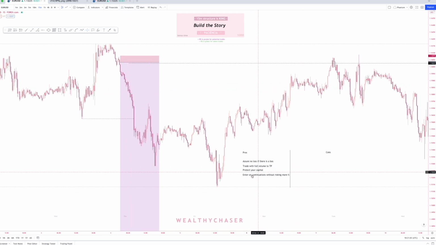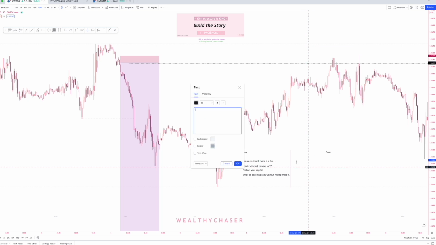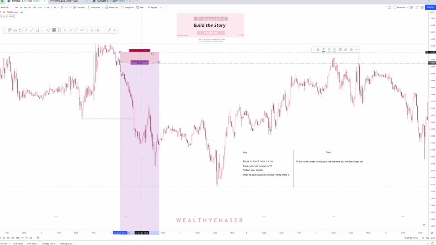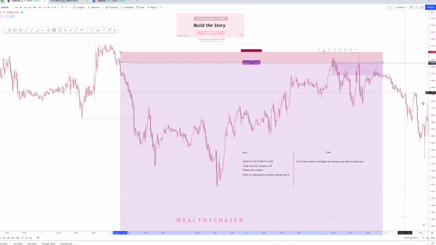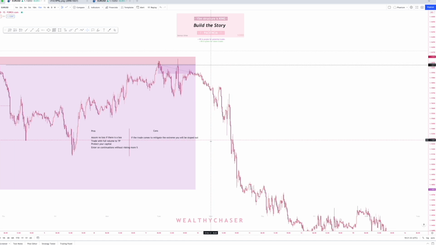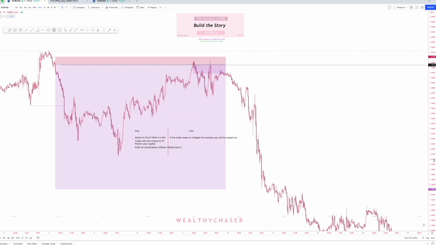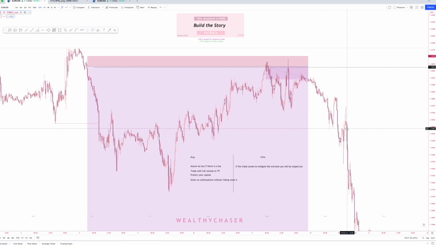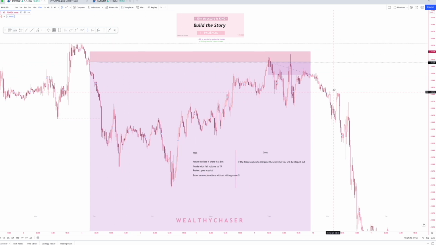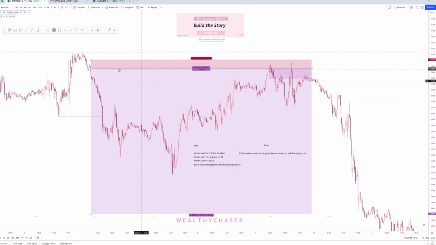Now, the cons basically is if the trade comes to mitigate the extreme, you will be stopped out. Just imagine my stop loss is here. If I move my stop loss to break even, look what happened after. So boom, it melted. And what happened to me? Well, I was stopped too early with the simple fact that price came to mitigate the extreme.